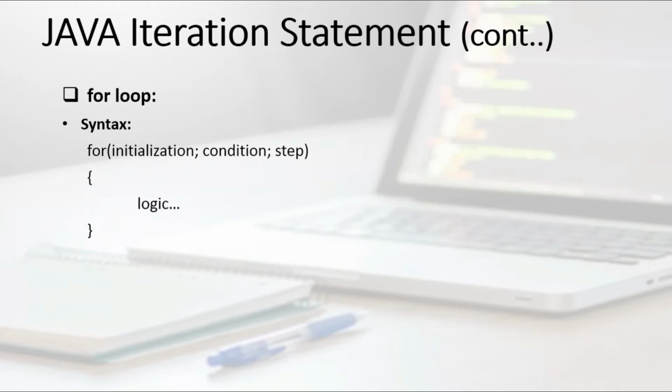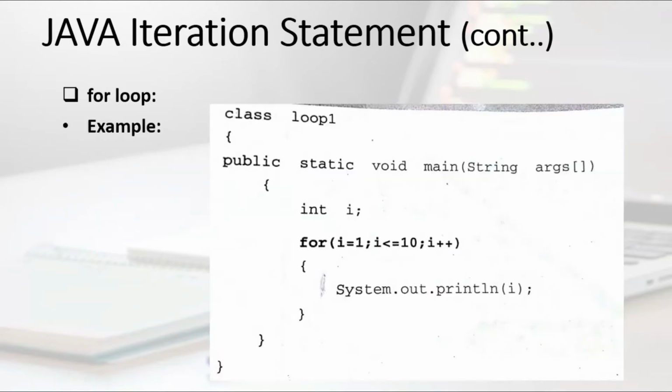The first one is the initialization, where we define a variable like integer i equal to 0 or 1. That is simply known as initialization. Then the condition, which we have seen previously as a conditional operator or any conditional. And the step, which basically contains an increment or decrement operator. If the whole condition is satisfied, then the logic of the code is going to execute. Let's understand it with an example.